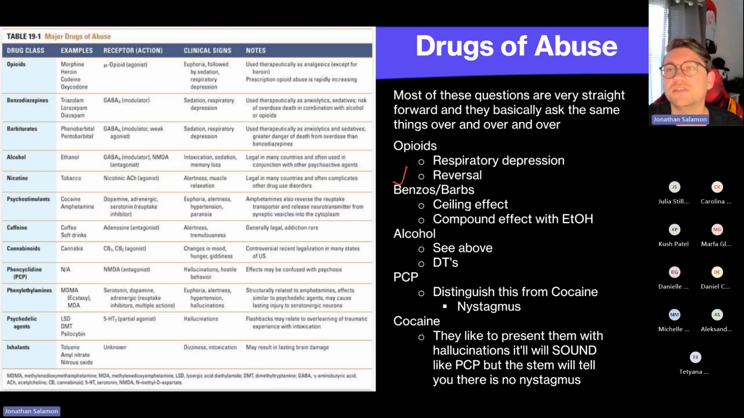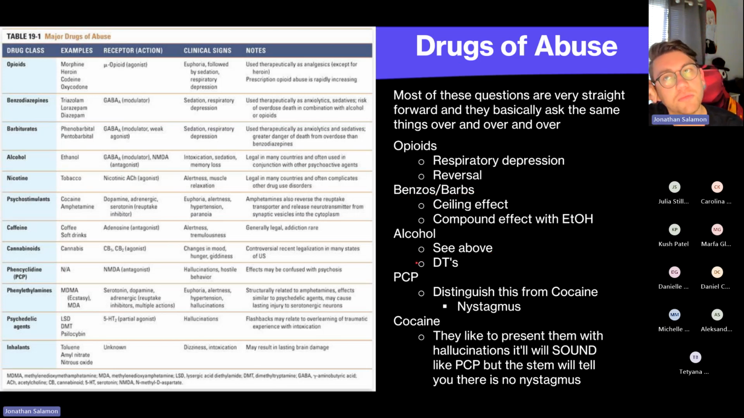Benzos and barbs, if they're asking about this in the realm of drugs of abuse, either they're talking about the ceiling effect, and it's benzos versus barbs, right? Ceiling effect, barbs cause infinite respiratory depression, benzos, there's a limit. Or their compound effect with alcohol, or because alcohol also works with GABA, you can use these to treat alcohol withdrawals, right?